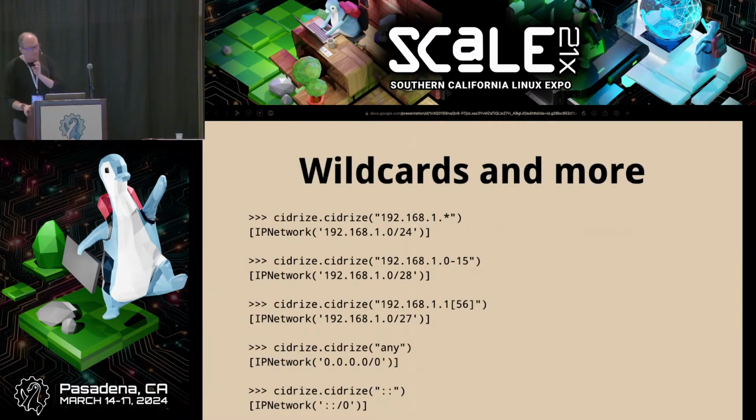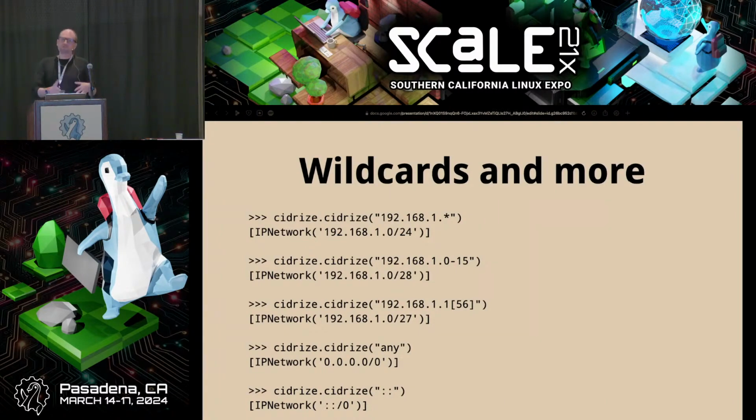So these are some of the examples of how the Cyderize parser works for you. You can give it a wildcard like an asterisk. Say I want 192.168.1.*. You see it gives you 192.168.1.0/24 back. If you pass it 0-15, you see that it parses that into a /28 network for you. If you give it bracket notation on the third line there, you want 1.15 and 1.6. You see that what it does is it attempts to give you a network that contains those.